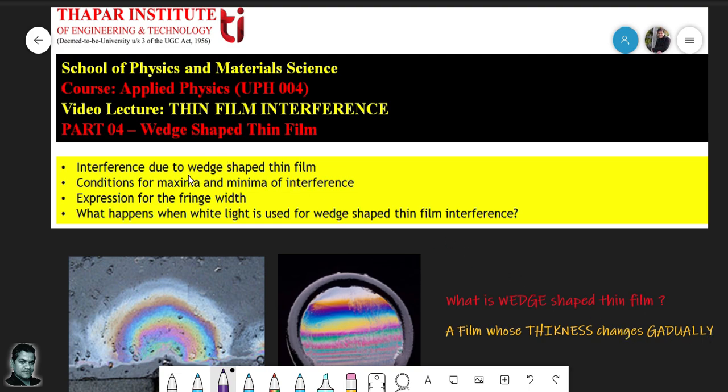In this video we'll start with what is a wedge-shaped thin film, then we'll discuss how the interference happens in the case of a wedge-shaped thin film, then we'll derive some conditions for the maxima and the minima of the interference pattern, then we'll find an expression for the fringe width of the interference. At the very end, we'll find out what happens when we use a monochromatic light, what happens when we use a white light in the case of the wedge-shaped thin film interference.